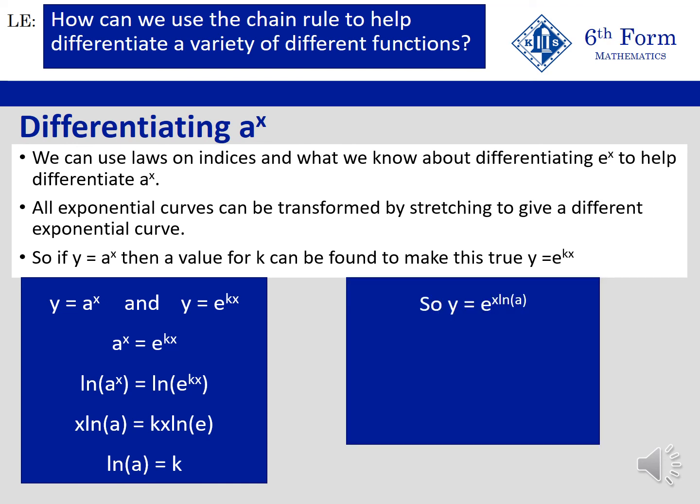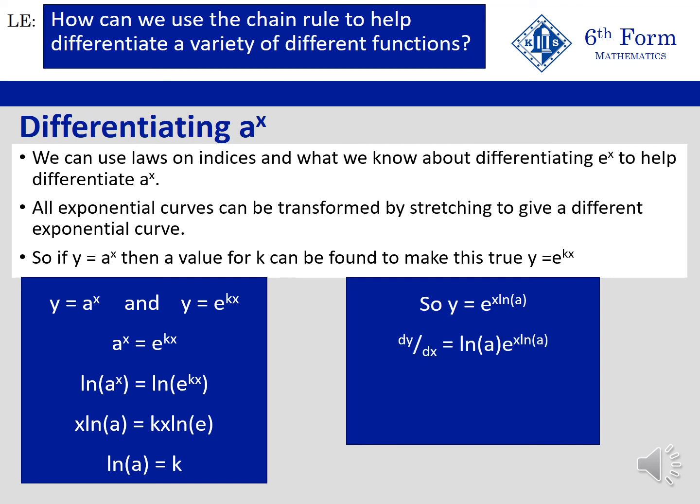So if we put that back into what we were considering at the start, that means y equals x natural log a. We tend to write the x before the natural log just so we don't get confused about that; it shouldn't be on the end of the log. So our k value is natural log a, so we've got e to the natural log a times by x.